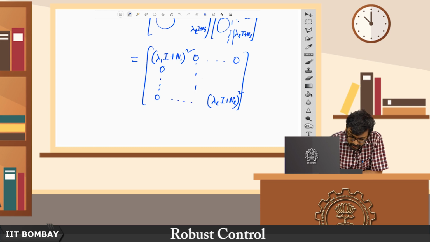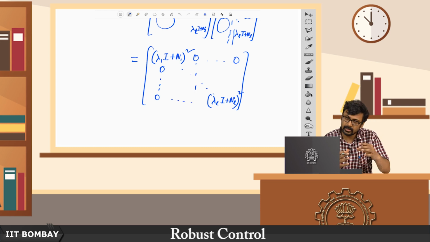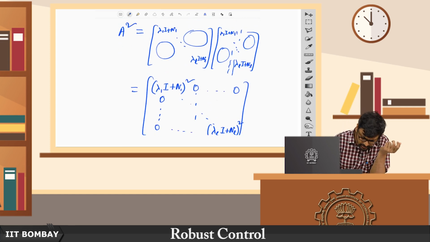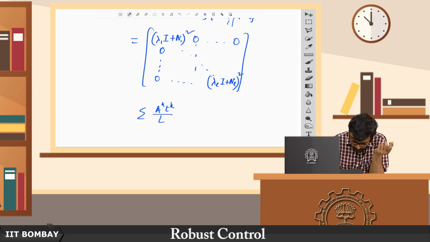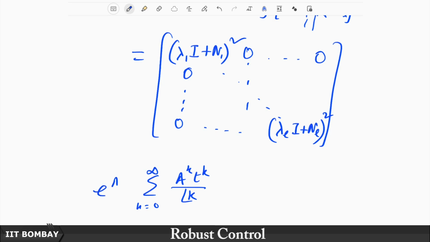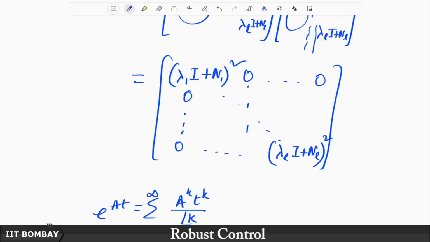Only thing is that here what is sitting at the diagonal is not a single scalar, but rather a matrix itself. So it turns out that if you try to do this summation, A to the power k, t to the power k upon factorial k, for k going from 0 through till infinity, which is how we define e to the At, then what we will end up with is basically some accumulation or aggregation at the block diagonals, right.